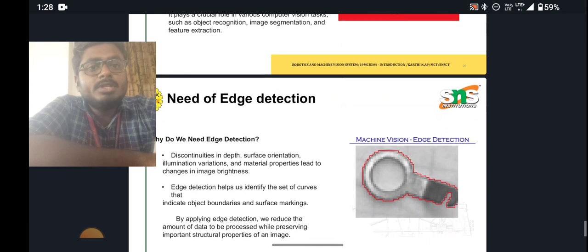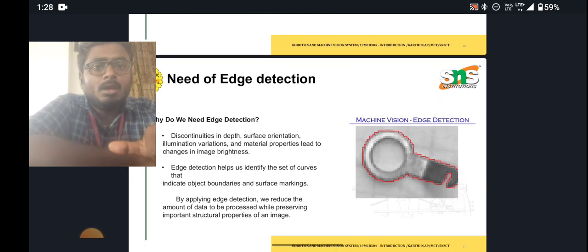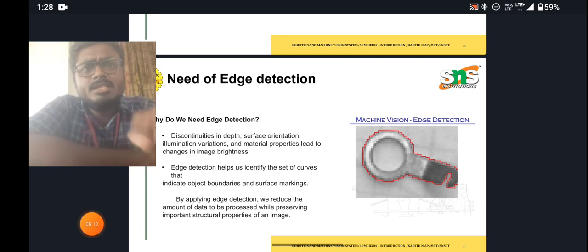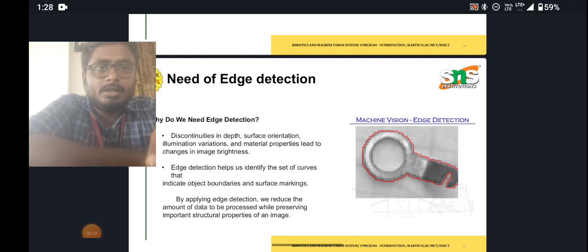And why do we need edge detection? The need for edge detection is to find discontinuities in depth, surface orientation, illumination variations, and material properties that lead to changes in image brightness. Edge detection helps us identify the set of curves that indicate object boundaries and surface markings. By applying edge detection, we reduce the amount of data to be processed while preserving important structural properties of an image.